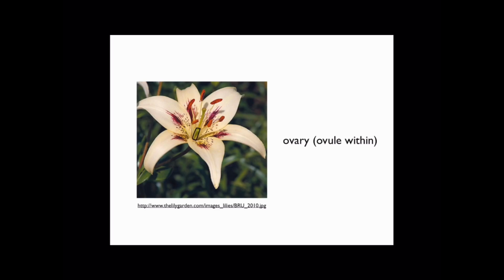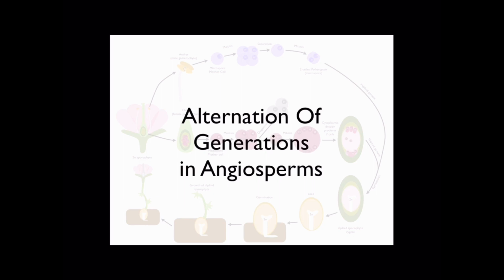I'll now give you a 10-second summary of what we've learned. Each stage in the cycle exists to create something that perpetuates the next stage. The gametophyte creates gametes that fuse to form the seed. The sporophyte grows a plant which can support the sex organs. Thank you for watching this video on the alternation of generations with a focus on angiosperms.